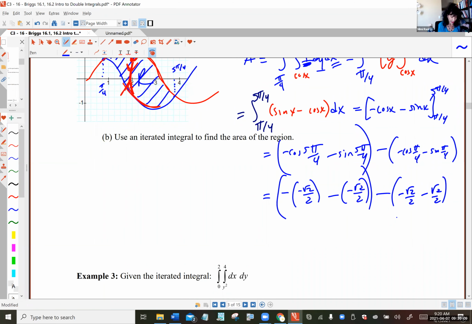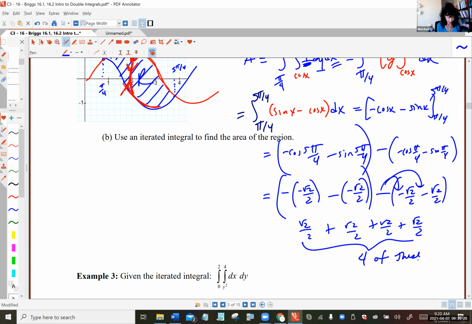Yeah, and so if you write all this stuff out, and distribute your negative here, it looks like you're adding up the square root of 2 over 2 repetitively 4 times. So you're going to have 4 of these. And so just say it. I got 4 of those guys. And then reduce to lowest terms, and you get your area, 2 square root of 2. Okay, and notice it's a positive answer, and it better be a positive answer. If it's not, you screwed up. Okay, any questions so far?